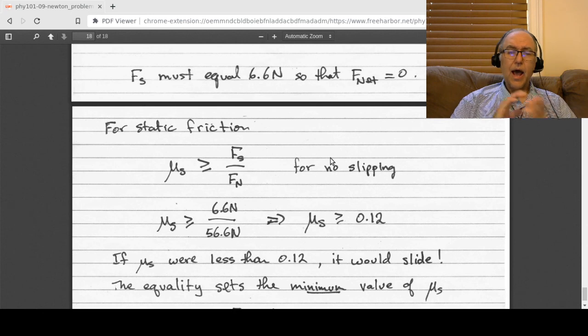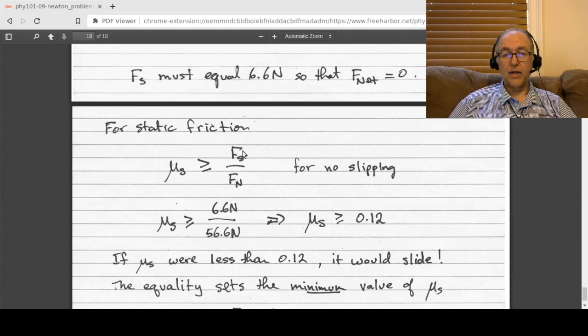What I asked for is how small can you make mu s, okay? So over here, we have the inequality involving mu s and the force of static friction and the normal force, okay? So we have mu s, and notice that mu s can go as big as it wants, but it kind of has a minimum that it can't get smaller than. It has to be bigger than this minimum, okay?